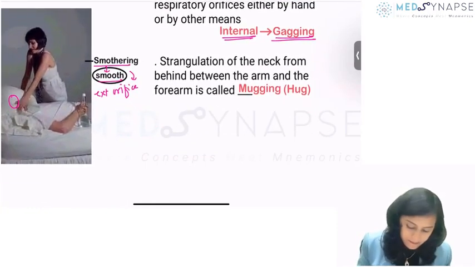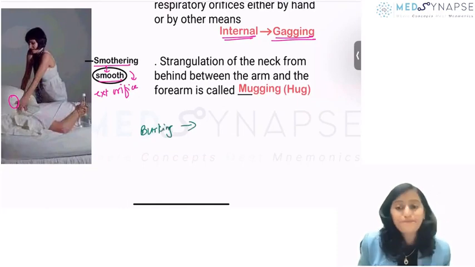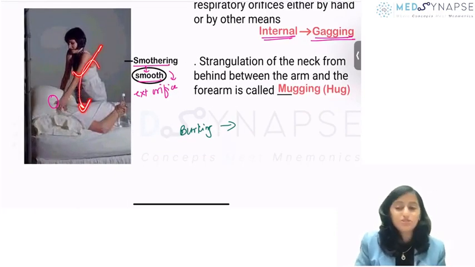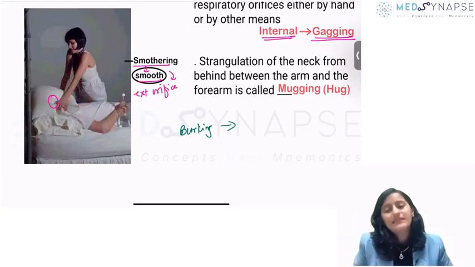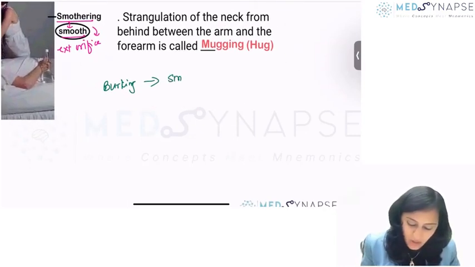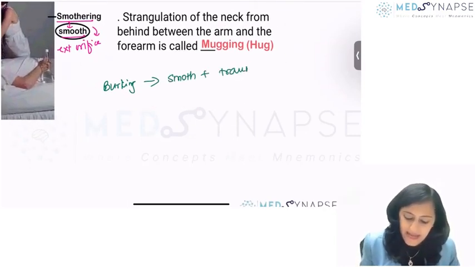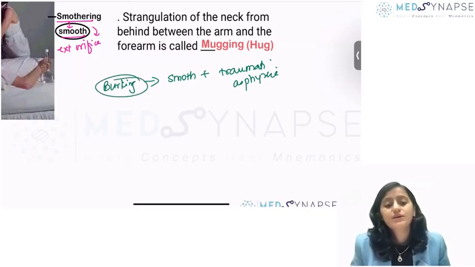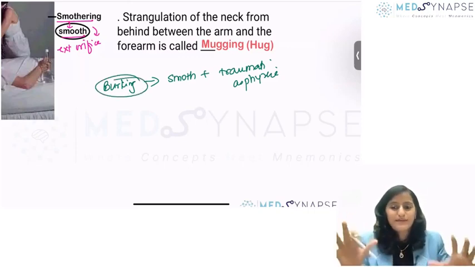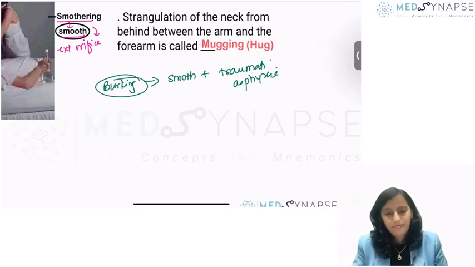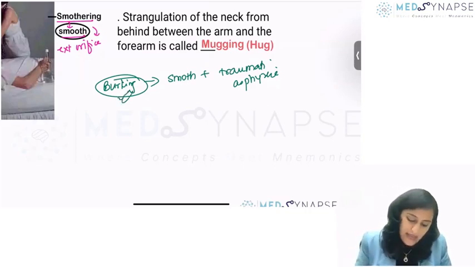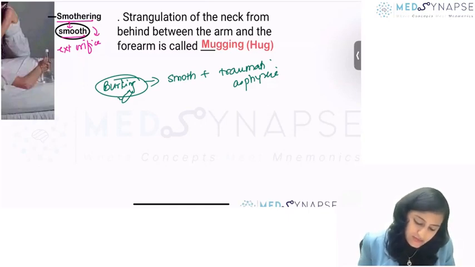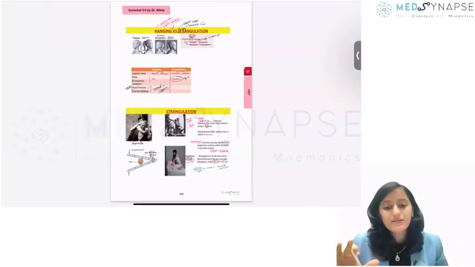And what is burking? What is burking, anyone? So here, if this girlfriend also sits on the boyfriend along with the pillow, then it becomes burking. So that is smothering plus traumatic asphyxia. That is going to be burking. So imagine the girlfriend now sitting, that becomes burking. Smothering plus traumatic asphyxia, this is burking, important. And strangulation using the arm and the forearm, this is mugging. Hugging is mugging. Is this clear with everyone?